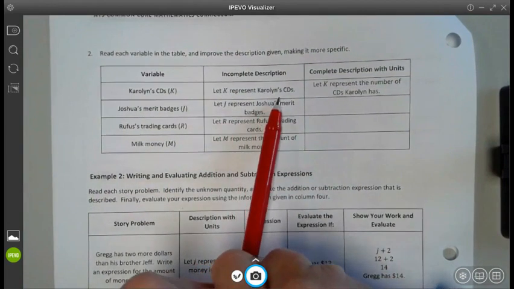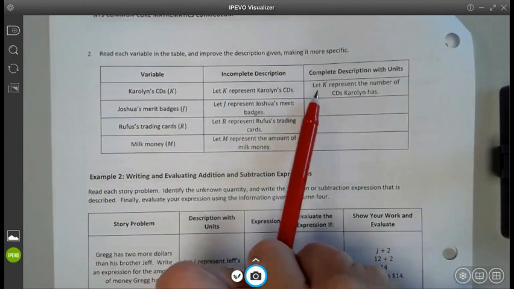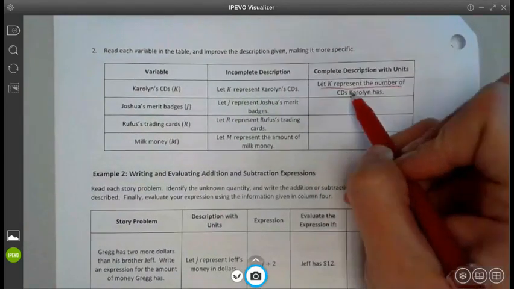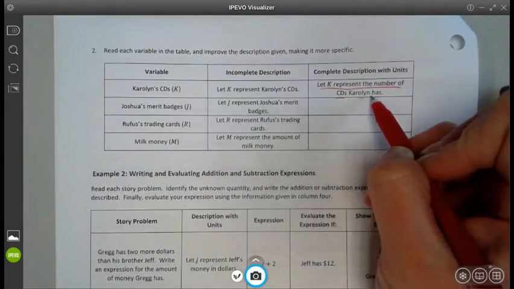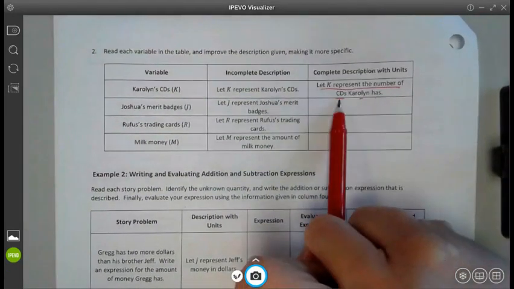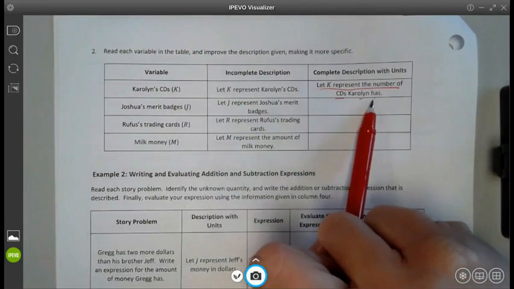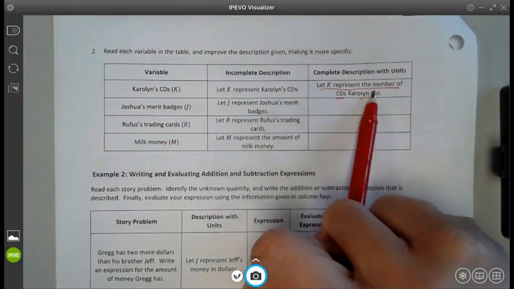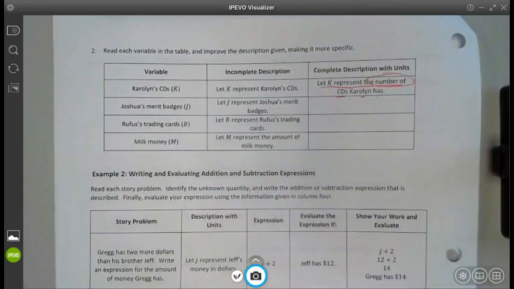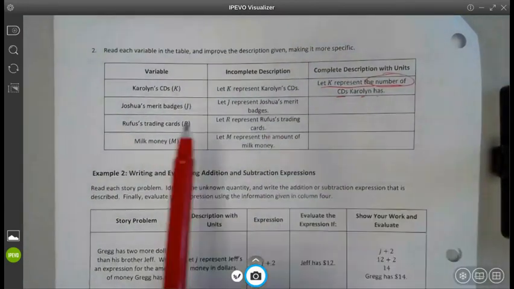Caroline's CD, we don't really measure that in a unit of measure, but that's a quantity item. So let K represent Caroline's CD. How did they improve upon that? They kept this part. Let K represent the number of CDs Carolyn has. So they added the number of CDs that Carolyn has. They had to keep a little bit, but add in the number. And we're used to that, right? So let's see what we can do here.